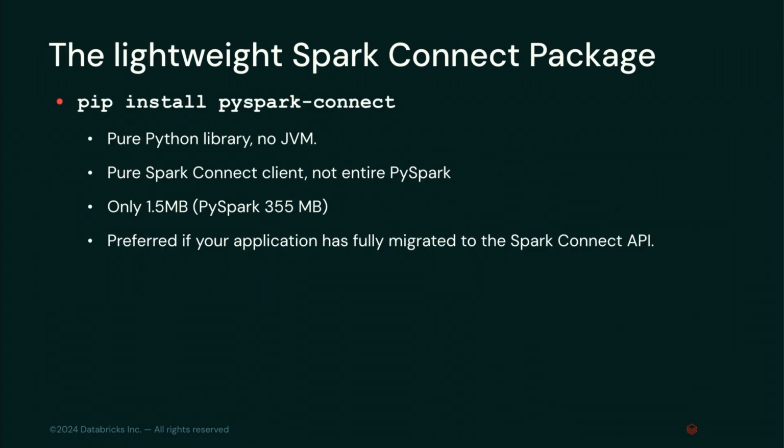One more thing with Spark 4.0 is that we really have a very thin client with Spark Connect. Now you can just pip install pyspark-connect, and it's a very small library that is pure Python, no JVM, and it's a pure client, no server-side stuff. As a result, it's only 1.5 megabytes. Before, if you pip installed the PySpark package, it was more than 300 megabytes. So it's preferred if you can migrate your application to Spark Connect entirely, and it will make the life easier for you to deploy your applications.